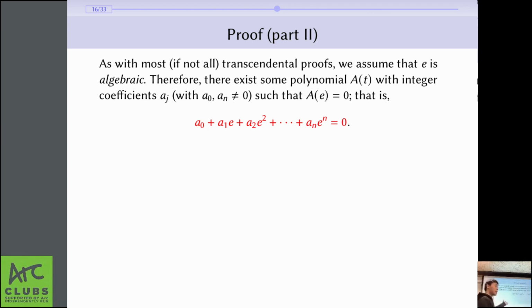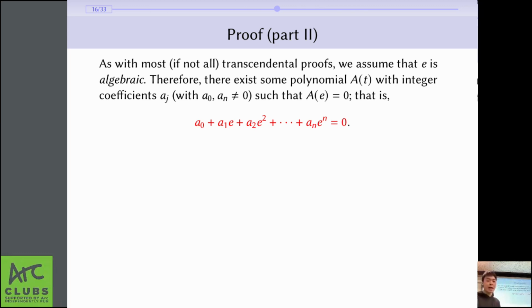So naturally, whenever you start a transcendental proof, the first thing you're going to do is to just assume that it's algebraic, because that's much easier to work with. So if we assume that e is algebraic, so e is some algebraic number, then you know that there's going to exist some polynomial, A of t, where you have integer coefficients such that if you evaluate it at e, you're going to get exactly 0. So that's what it means for e to be an algebraic number.